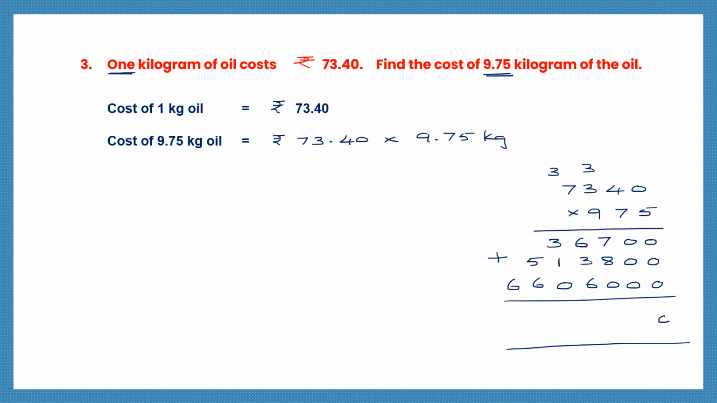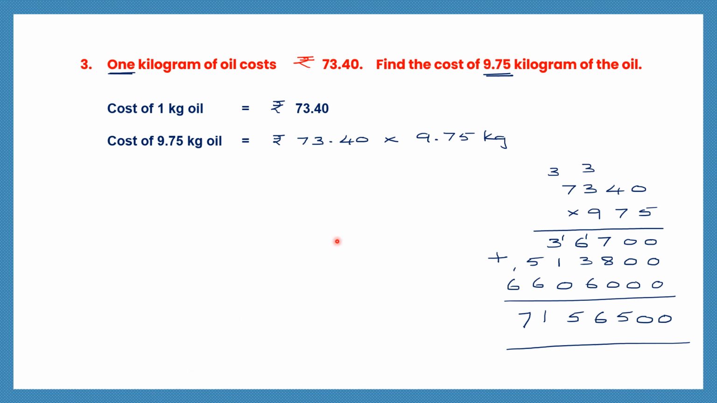Let's add up 0, 0, 7 plus 8 is 15. Carry 1. 6 plus 1 is 7. 7 plus 3 is 10. 10 plus 6 is 16. Carry 1. 3, 4, 5. 5 plus 6 is 11. Carry 1. 6 plus 1 is 7.